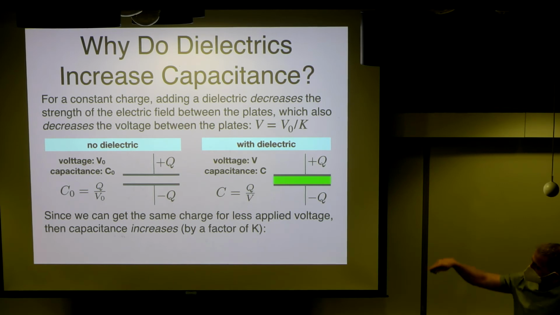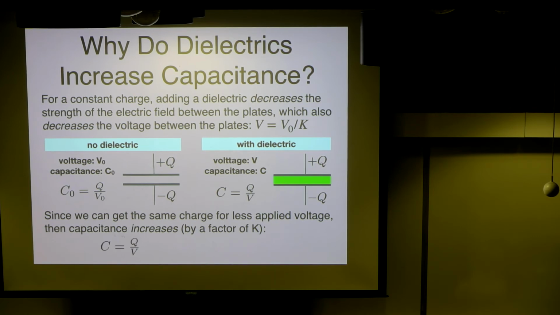All of these are things we derived already. We saw that if you have a constant charge and you put a dielectric in between the plates, you reduce the voltage by this factor: V equals V naught divided by K. So we already showed that. Since you get the same amount of charge Q, but you reduce the voltage, you're effectively increasing the capacitance. Because if you look at the formula Q over V, if Q stays the same and you reduce V, you're increasing C.